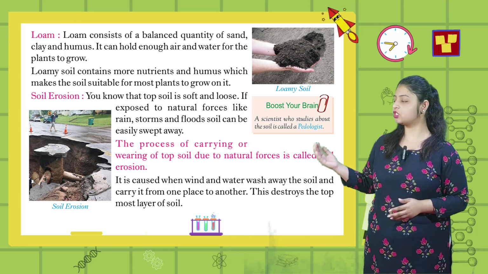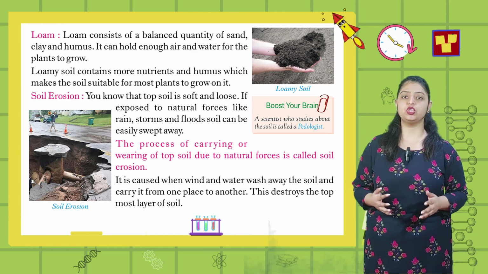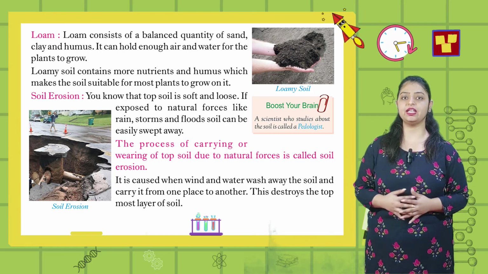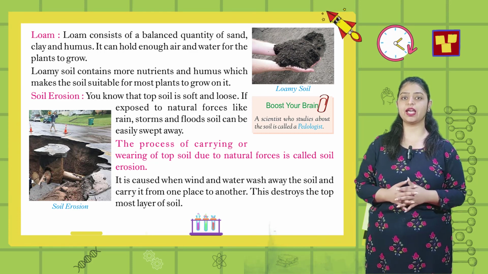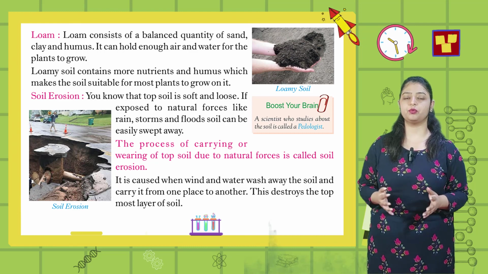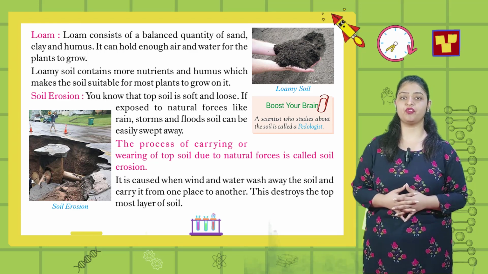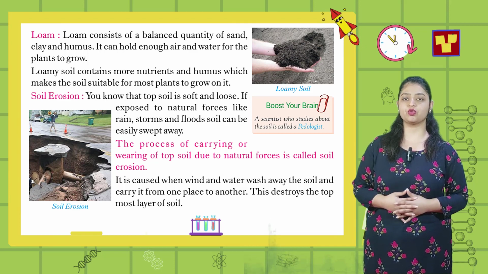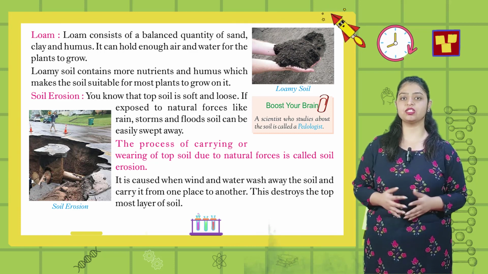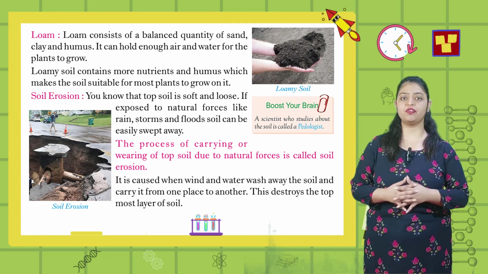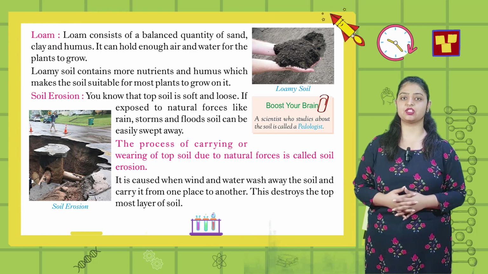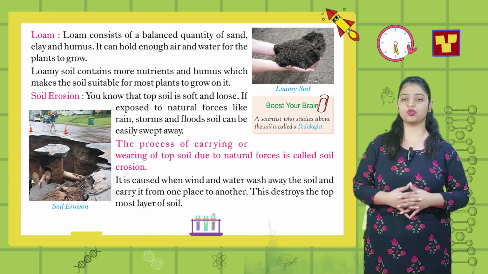Next topic is soil erosion. You know that topsoil is soft and loose. If exposed to natural forces like rain, storms and floods, soil can be easily swept away. The process of carrying or wearing of topsoil due to natural forces is called soil erosion. It is caused when wind and water wash away the soil and carry it from one place to another. This destroys the topmost layer of soil.